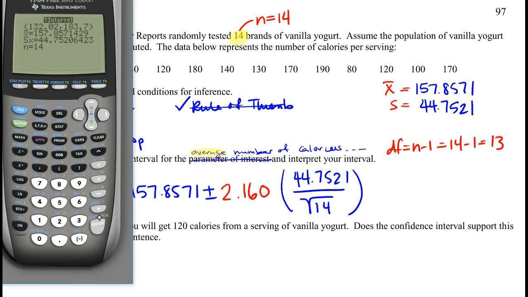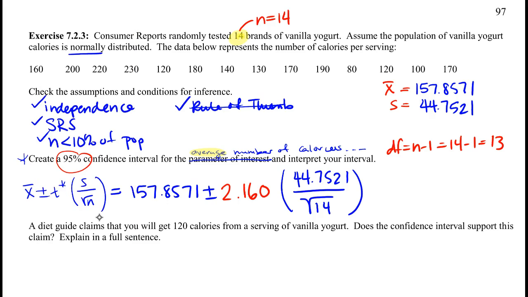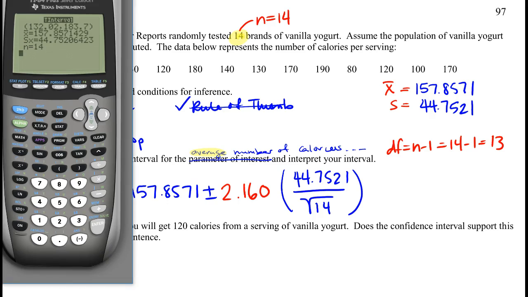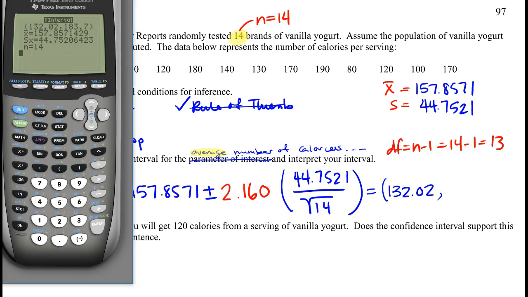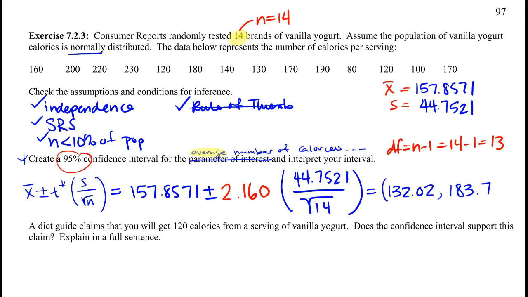One big drawback on doing this for the means is that we can only get so many decimal places. So you can see here our two values. One is truncated to 2 decimal places, and the other one has just 1 decimal place. So 132.02 to 183.7. Now, obviously, I ran out of room to do the second part of interpreting the interval, but if we were to interpret this interval, we would say we are 95% confident that the average number of calories in a serving of vanilla yogurt is between 132.02 and 183.7 calories.